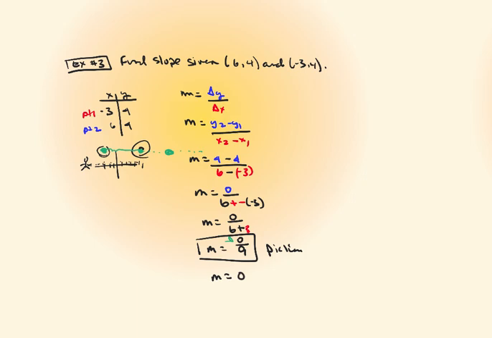Slopes of all horizontal lines will always be 0 because is there any change in y? No, there is no steepness to a horizontal line. A horizontal line is flat. It just doesn't go anyplace. It just goes forward. It doesn't go up and forward, up and forward. It just goes forward. So my change in y is always 0. So my slope will always be 0. Let's look at example number 4.